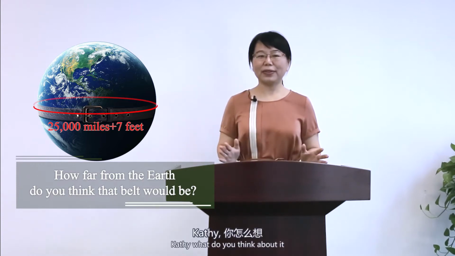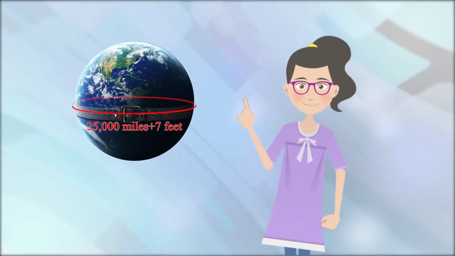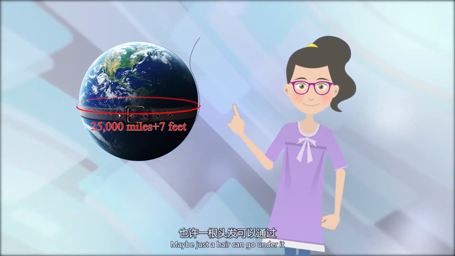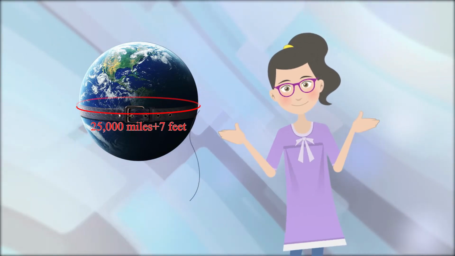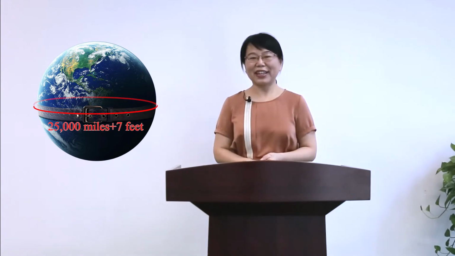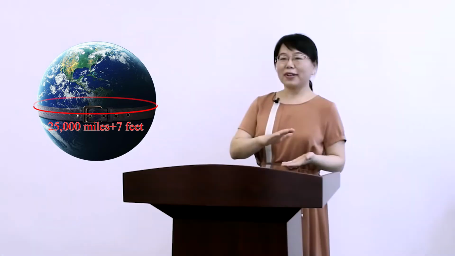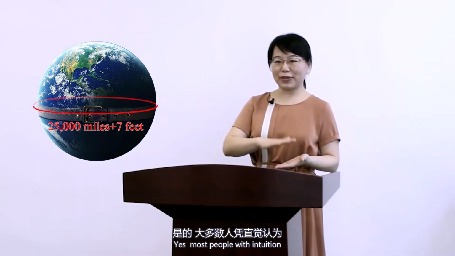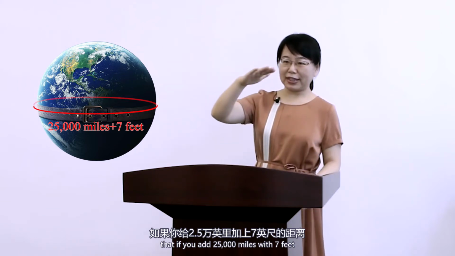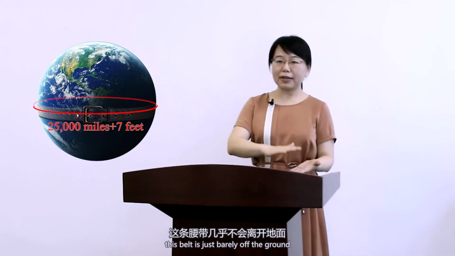Kathy, what do you think about it? I think the belt will be very close to the Earth. Maybe just a hair can go under it. Yes, thank you, Kathy. My intuition told me the same thing as yours. Yes, most people with intuition that if you add 7 feet to 25,000 miles, they will think this belt is just barely off the ground.